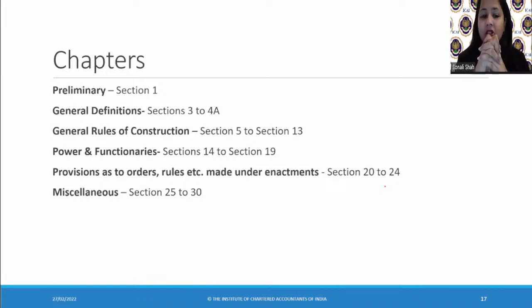But yes, when you look at section 3, there are a lot of definitions that have been provided that we will take up one by one.